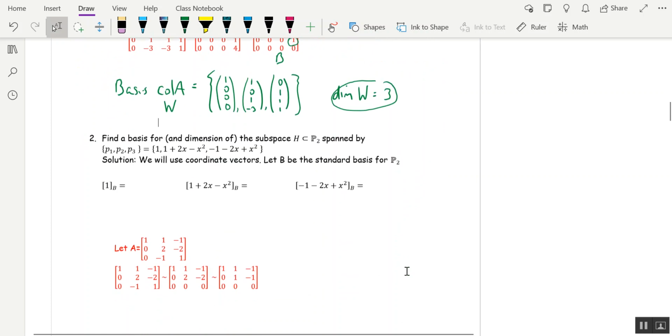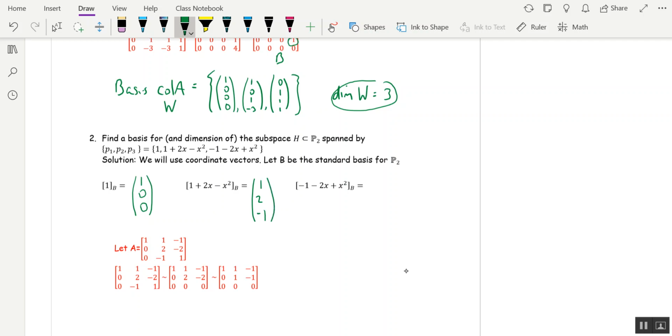We want to find a basis for and the dimension of the subspace H of P2 spanned by these 3 polynomials. So that could be rather difficult working in the space of polynomials. So what we're going to do is use coordinate vectors and switch this over to a problem in R3. So the coordinate vector for the polynomial 1 is 1, 0, 0, because the coefficients of x and x squared are both 0. The coordinate vector for my next polynomial is 1, 2, negative 1. I'm just picking off the coefficients. And this one's negative 1, negative 2, 1.